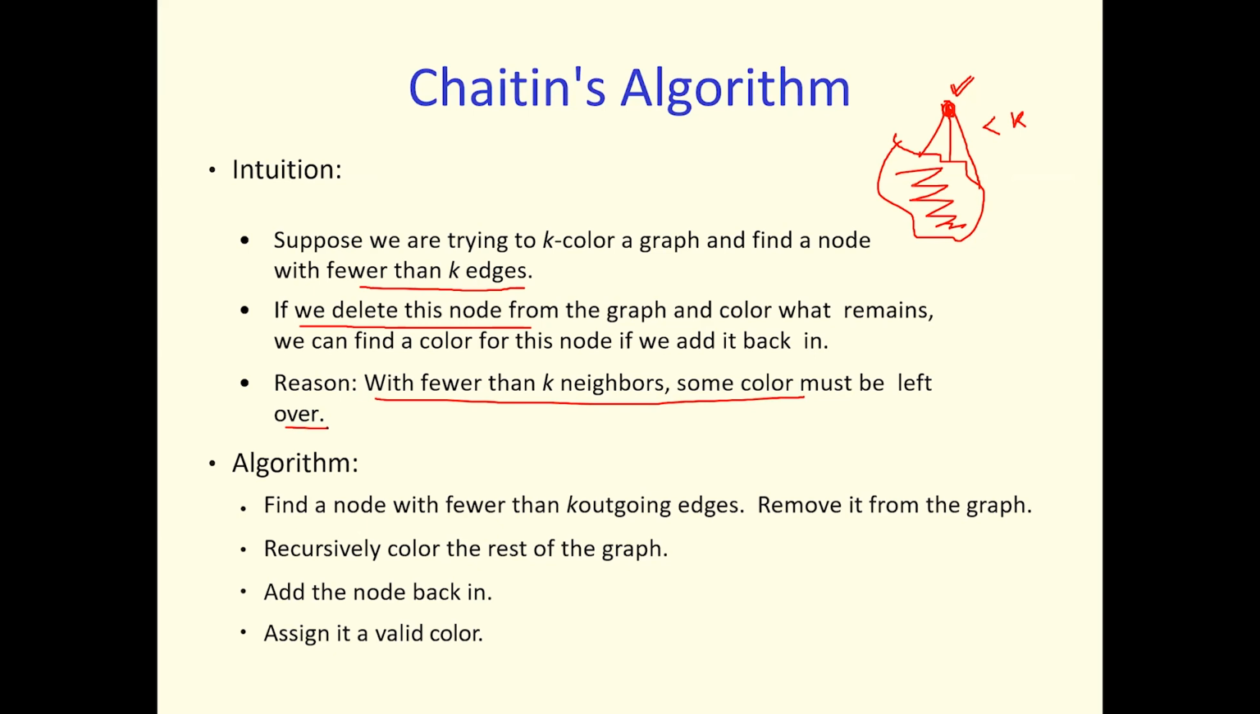So the algorithm is: find a node with fewer than k outgoing edges, remove it. When we say remove it, remove all the edges as well. And again, when we say remove it, don't actually throw it away. Somehow mark it as not part of the graph, because you have to restore it. You recursively color the rest of the graph. Now you restore the node and you assign it one of the colors which is not there on any neighbor. Okay. So it looks like we have solved the graph coloring problem.